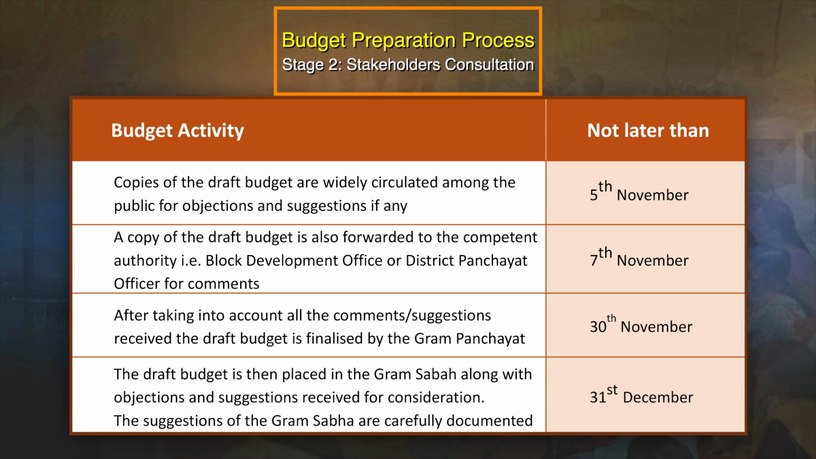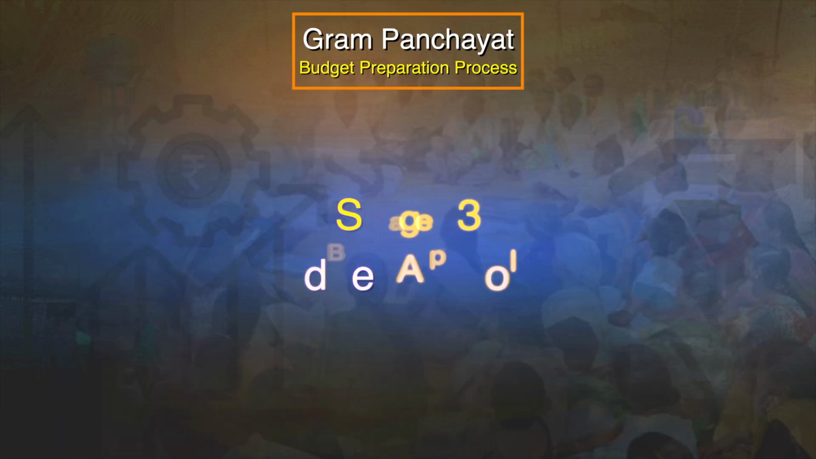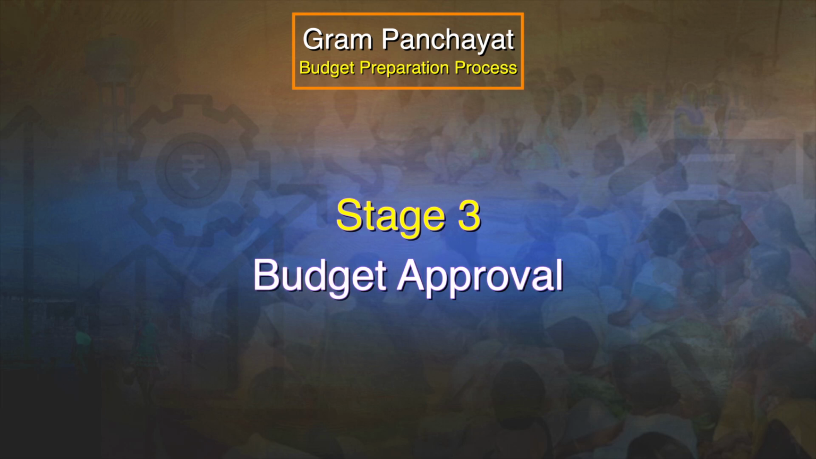The suggestions of the Gram Sabha are carefully documented. The third stage of budget preparation outline is the budget approval. Let's go into this stage.